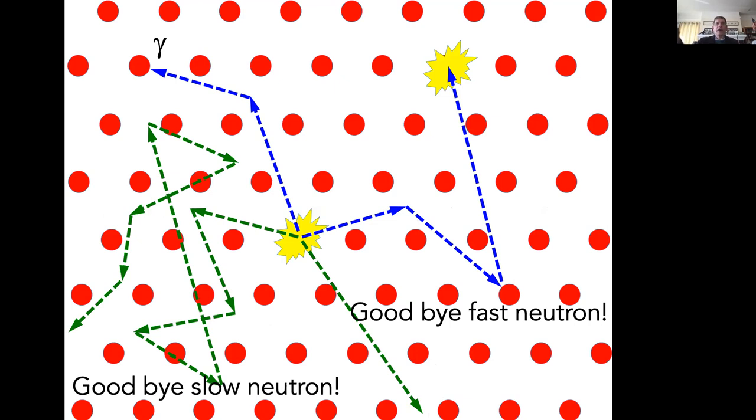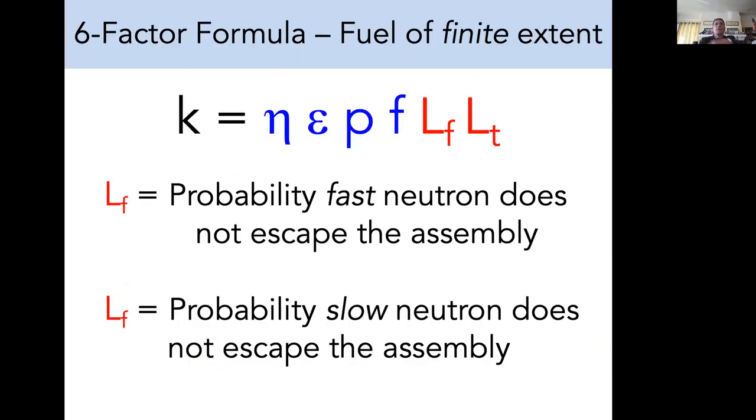One is that fast neutrons promptly can get lost from the fuel assembly. The other is it'll scatter, and a thermal neutron can also leave. So for a finite fuel assembly, you have what's called the six-factor formula, augmented by two other things, which are going to be numbers less than one. So again, these are not your friend. The probability that the fast neutron does not escape from the assembly, but you try to design your reactor large enough that this number will be as close to one as possible.